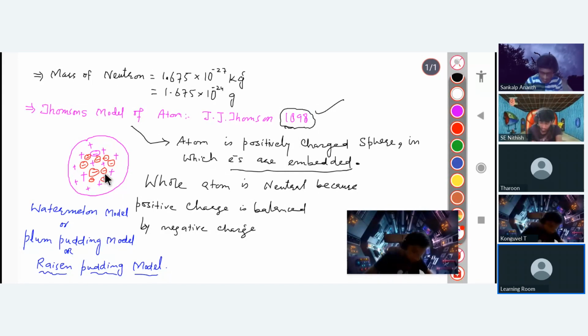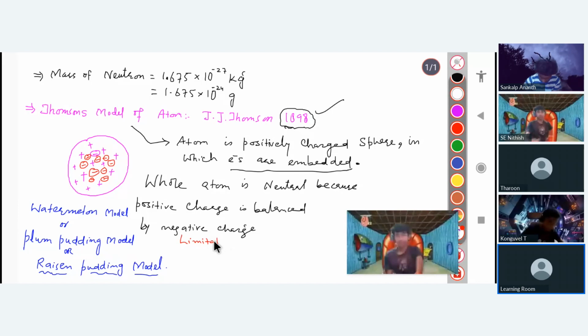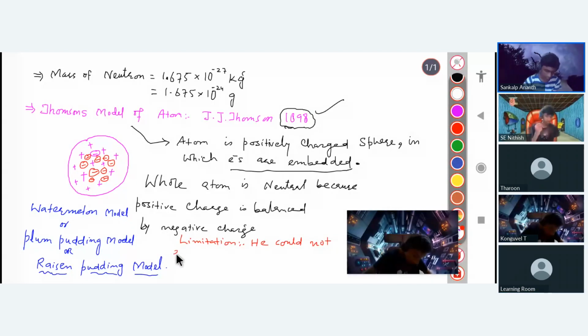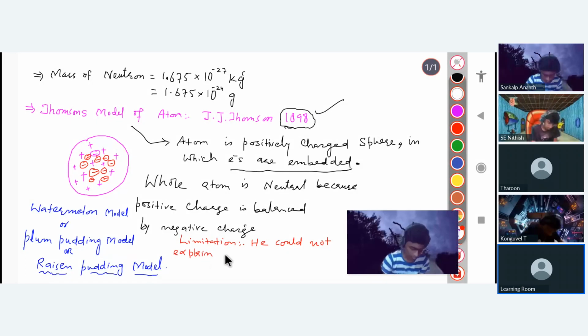he could not explain the experiment which was done by Rutherford, which is actually known as Rutherford's alpha scattering experiment. Okay, I will write it here. What is the limitation of this model? Its limitation is that he could not explain the experiment done by Rutherford.